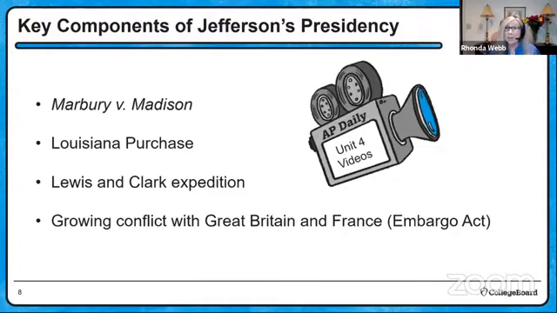Where can I find them? You can find those in AP Classroom. And so those are there for you. So these are some key issues.